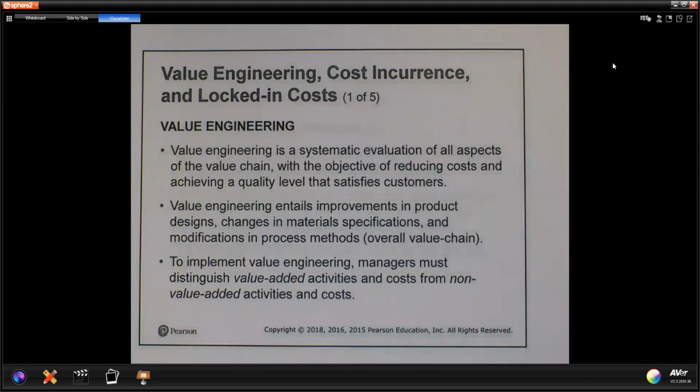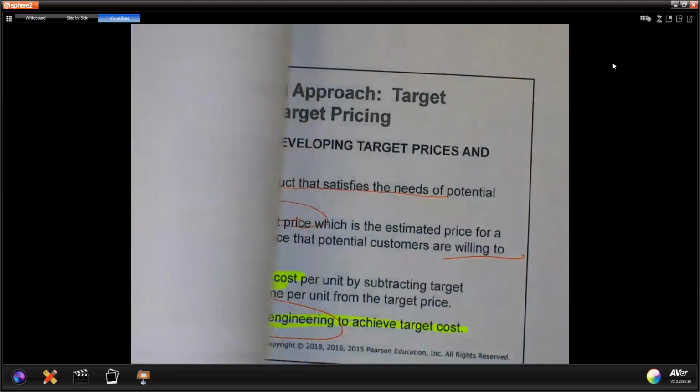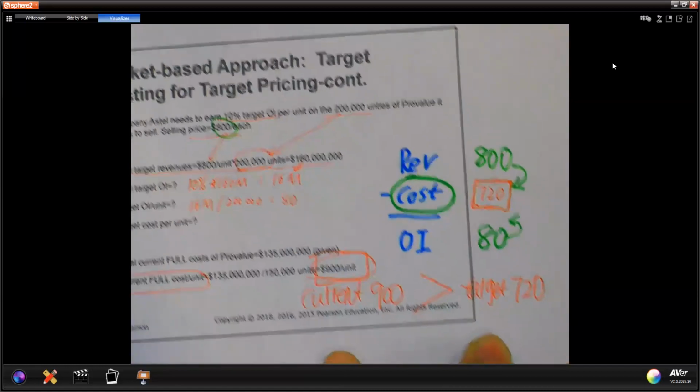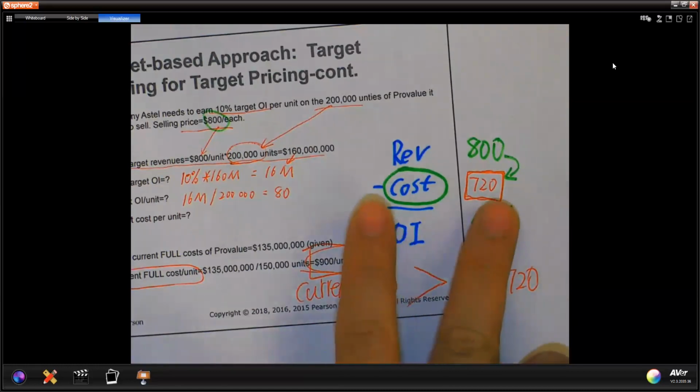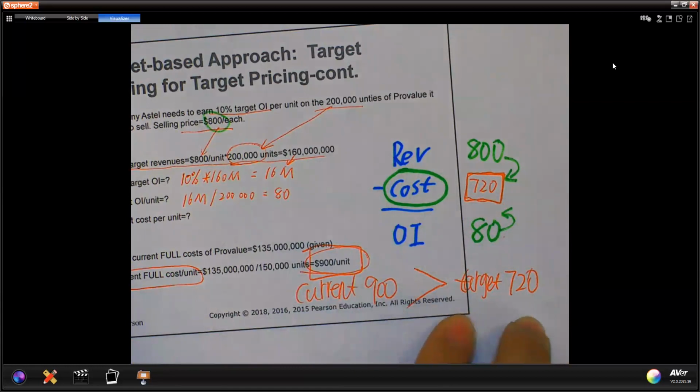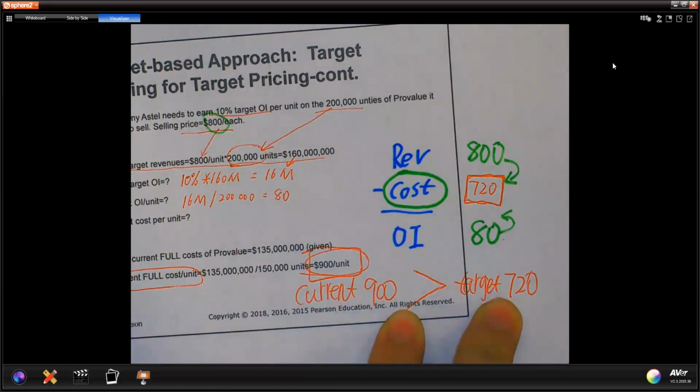We said for market-based, the market already sets a price for you. You cannot decide the price. All you can do is find out your cost to see whether you need to do value engineering, yes or no. Our target cost is only 720, but our current cost is 900. So you can see our current cost is way higher than the target, so we have to do value engineering.